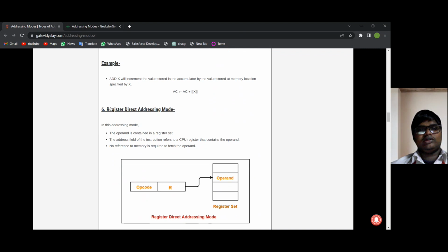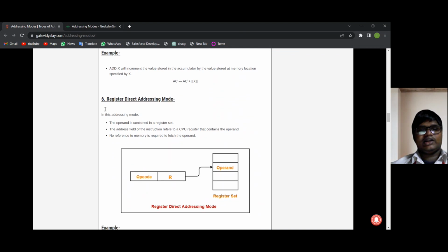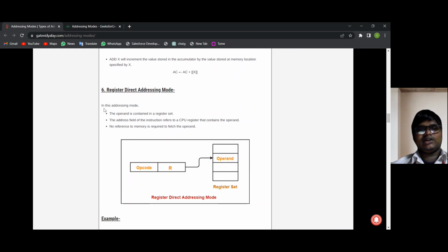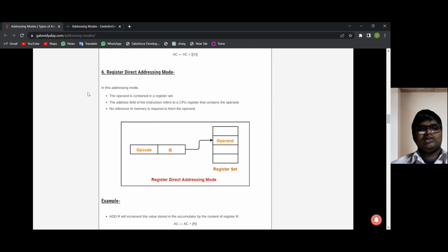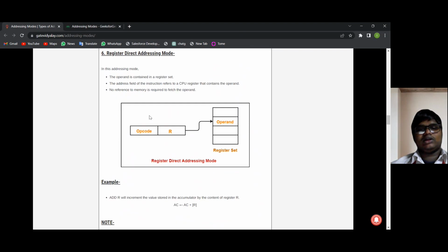Register direct addressing mode. In this addressing mode, the operand is contained in a register set. The address field of the instruction refers to a CPU register that contains the operand. No reference to memory is required to fetch the operand. Opcode, register. Here is the block diagram of the register direct addressing mode.